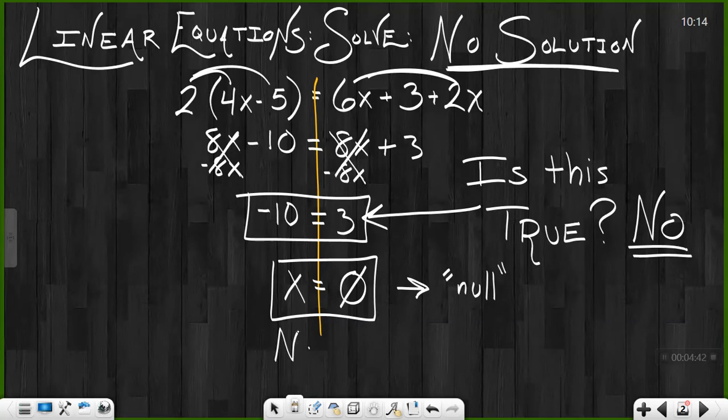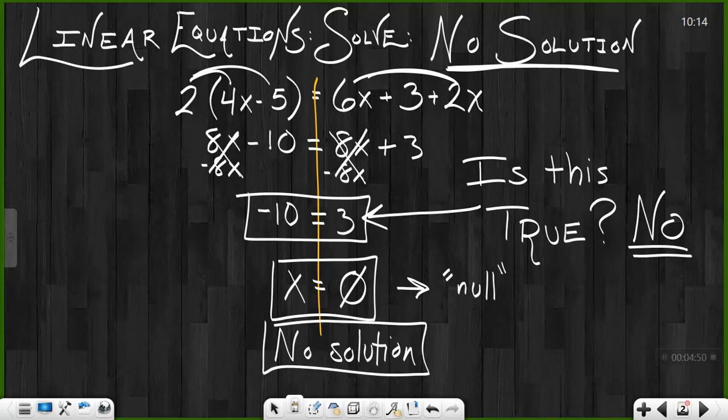Another way is to literally write the translation and use the words no solution. Those are the two options that you can write. It is not acceptable just to do that symbol. That in and of itself does not mean no solution. X equals null, as we see here, means no solution. Make sure you write it properly.